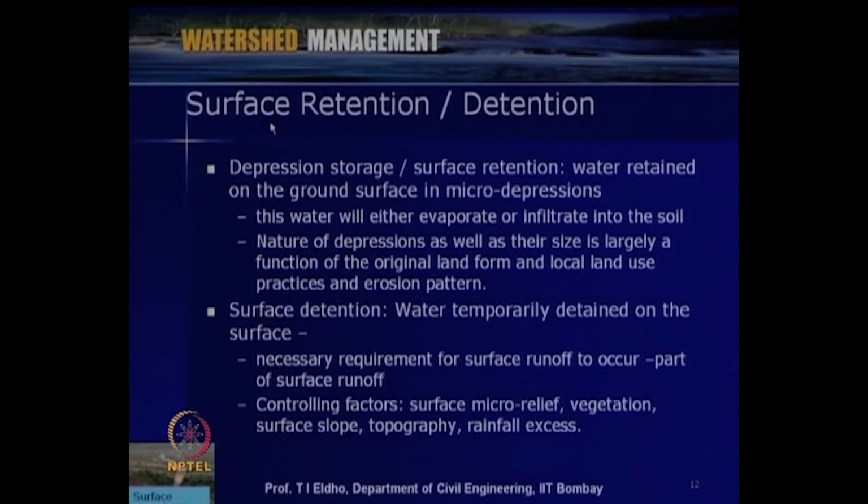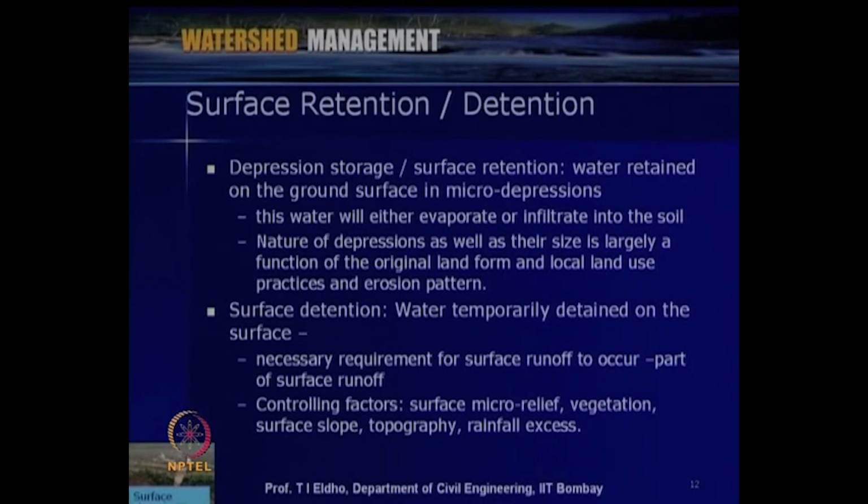Then, once the rainfall is intercepted and it is continuing, other types of losses can be either surface retention or detention. As far as the land surface is concerned, a number of small depressions will be there, and all these depressions have to be filled by the water before the runoff can start. So, depression storage or surface retention is water retained on the ground surface in micro depressions. This water will either evaporate or infiltrate into the soil.